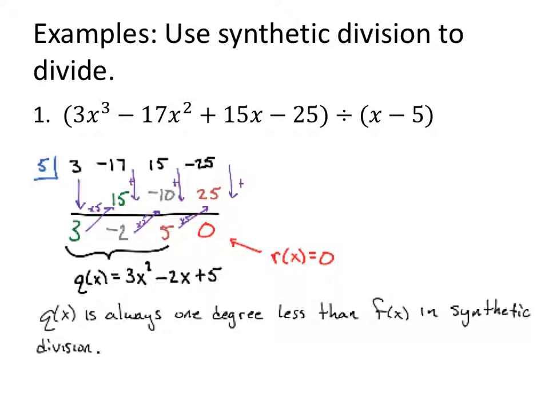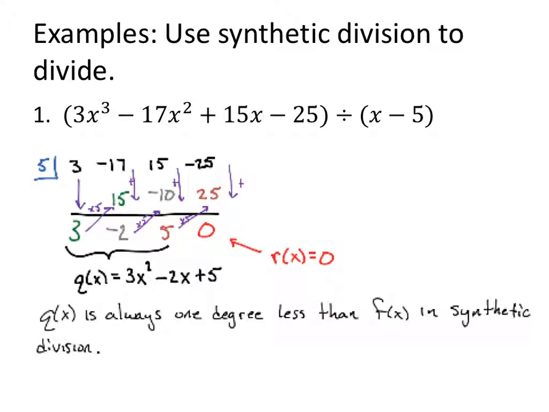For 3x cubed minus 17x squared plus 15x minus 25, if I want to divide by x minus 5, I'm going to set x minus 5 equal to 0 and get x equals 5. That's the value I use in my little box. Write down my coefficients, 3, negative 17, 15, and negative 25. Leave a space, draw a line.